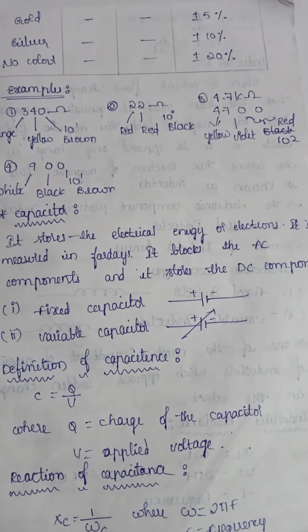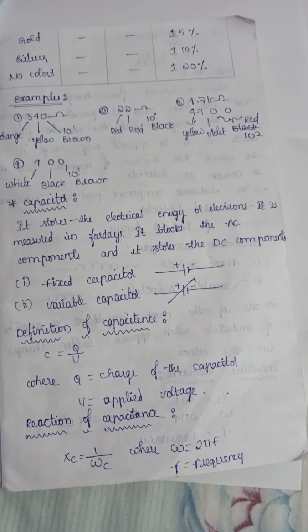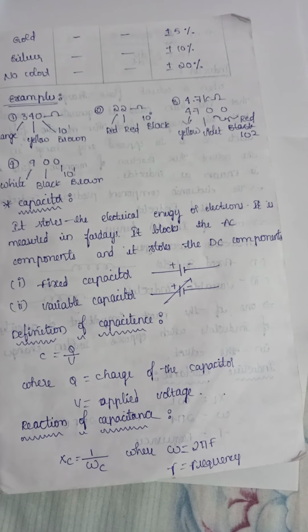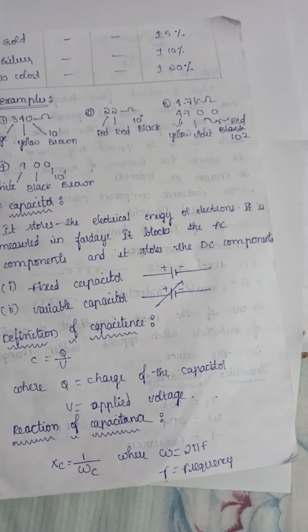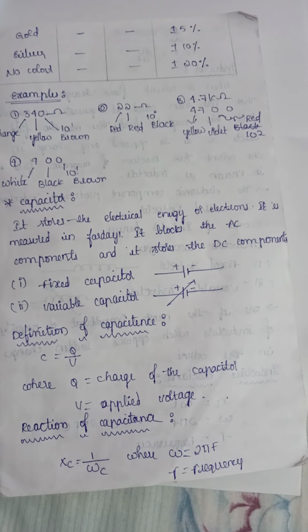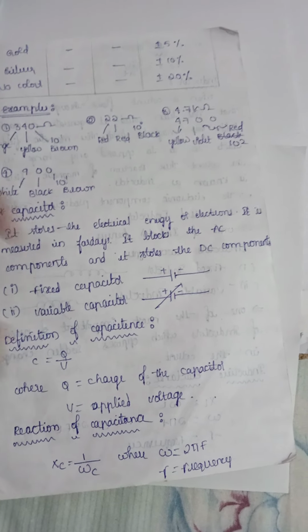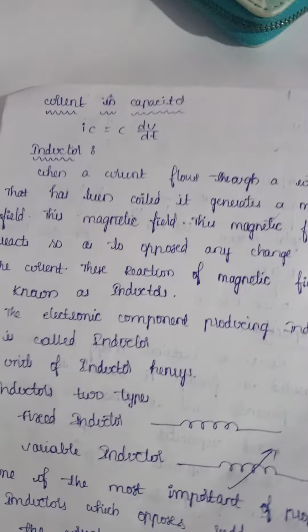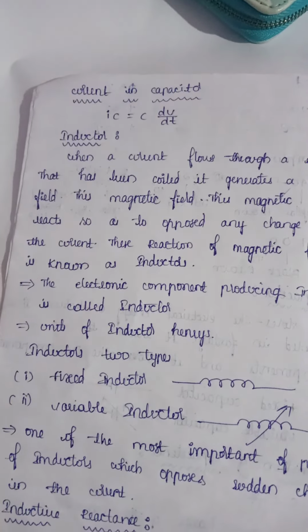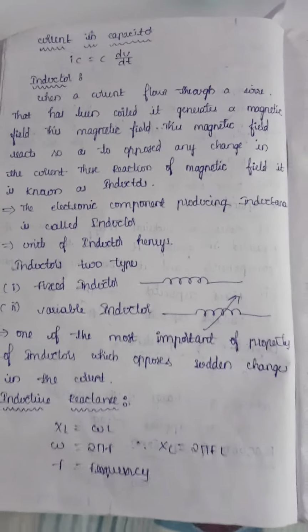Here capacitance is defined by charge by voltage, where Q is the charge of the capacitor and V is the applied voltage. Next, the reactance of the capacitance is measured with Xc equal to 1 by omega C, where omega equal to 2 pi f and f equal to frequency. Next, current in the capacitor: Ic equal to C dV by dt.